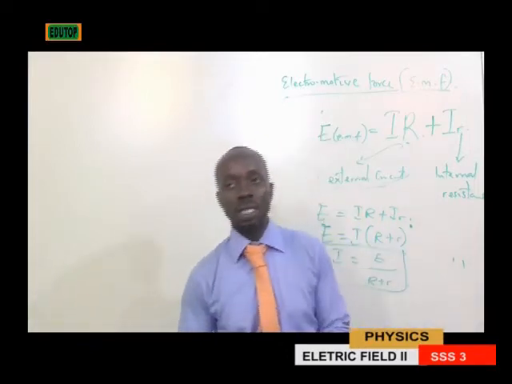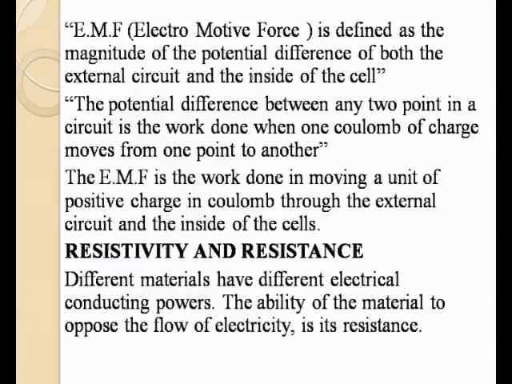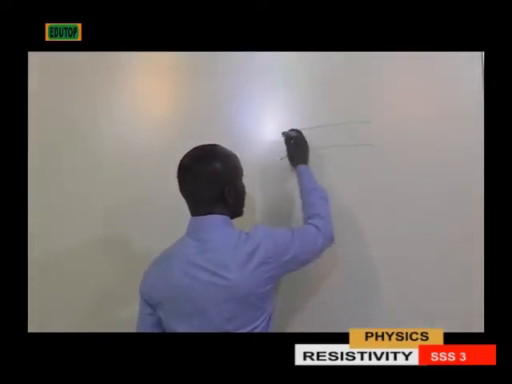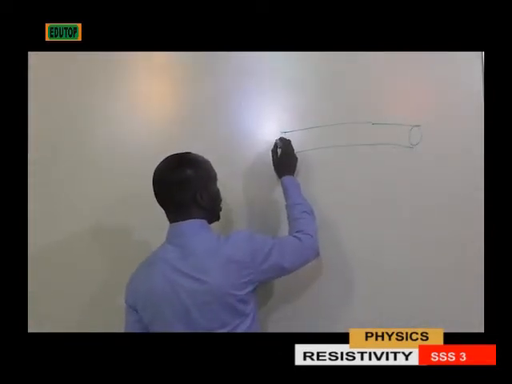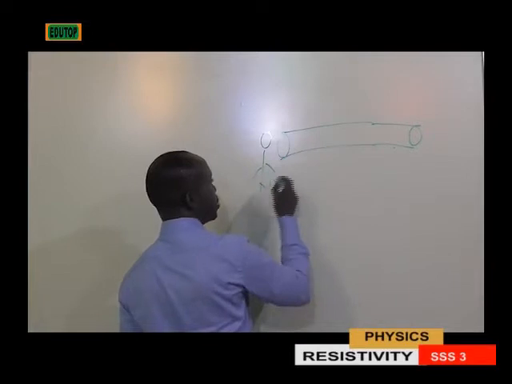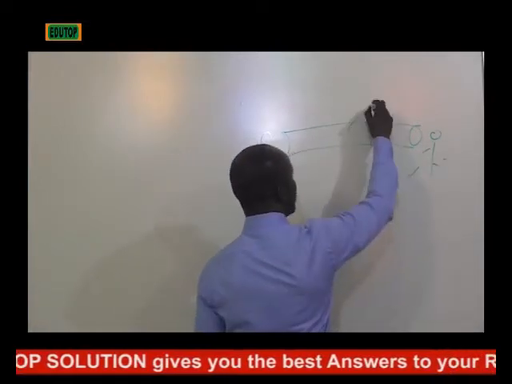Now let's proceed to another very good subtopic, what we call resistivity. Different materials have different electrical conducting powers. The ability of a material to oppose the flow of electricity is what we call resistance. It's very simple. If I have my material here, let's assume this is a rod. Boy A, the first boy here, is holding the rod. The second boy here is holding the rod.